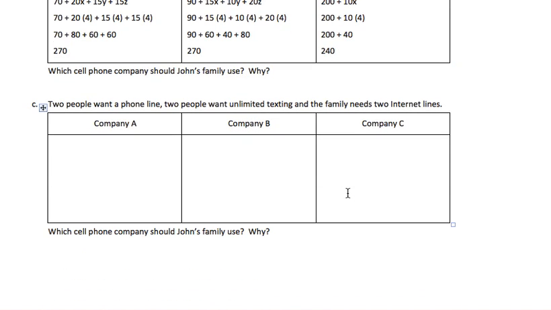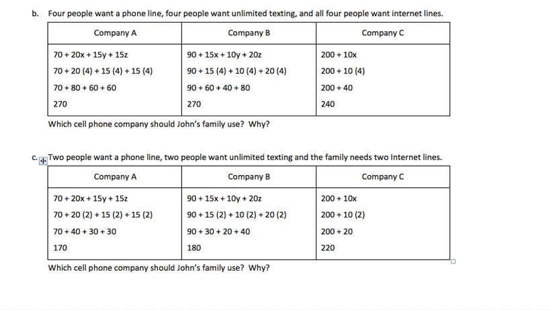And in our final situation, we have 2 people who want a phone line, 2 people who want unlimited texting, and the family needs 2 internet lines. So each of our variables will be replaced with 2. So we find under situation C that the best value would be Company A because it has the least cost. Please remember, these are expressions that we were writing, so there are no equal signs.